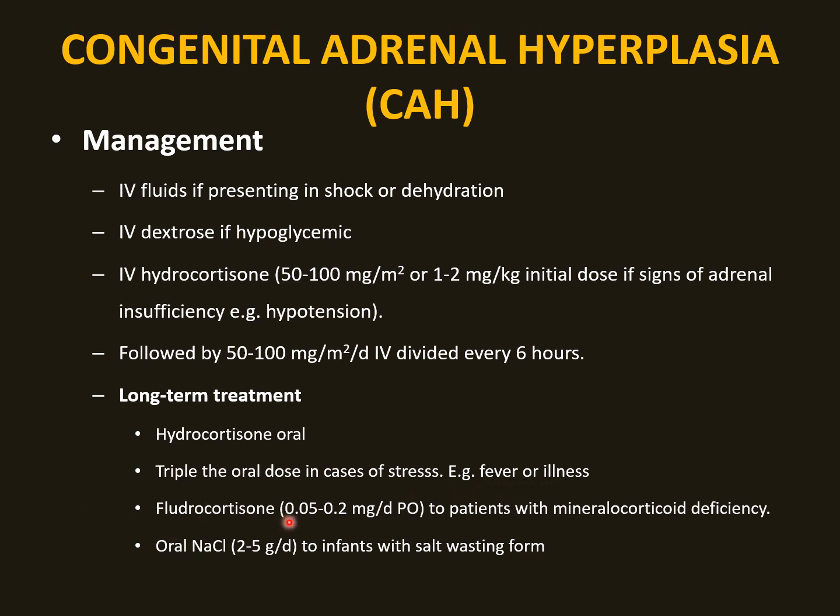Fludrocortisone, the dose is 0.05 to 0.2 milligram per day, PO, for patients with mineralocorticoid deficiency. Oral salt also can be given in infants with the salt wasting form.